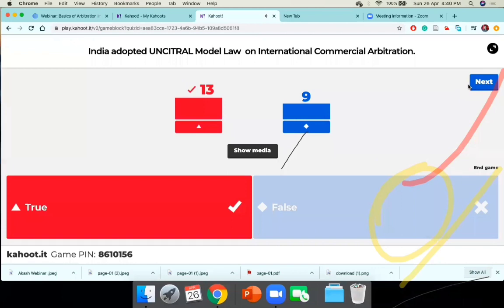Okay, so this is impressive that still there are some 9 people who think that India did not adopt the UNCITRAL Model Law. However, if you look at the 1996 Act, it was actually based upon the Model Law, and India has taken a lot of provisions and inserted them into the domestic Arbitration Act, which is the Indian Arbitration and Conciliation Act. So please keep in mind that India adopted the Model Law, as well as inserted the New York Convention into the Indian Act.